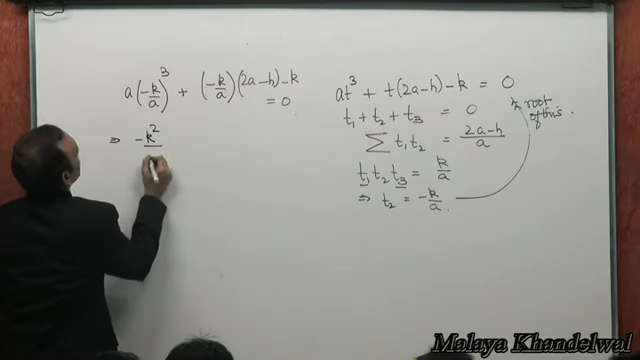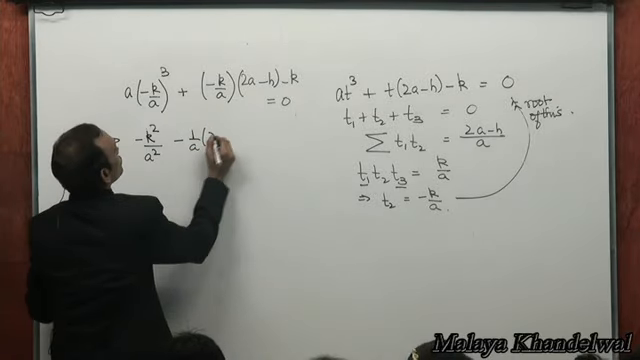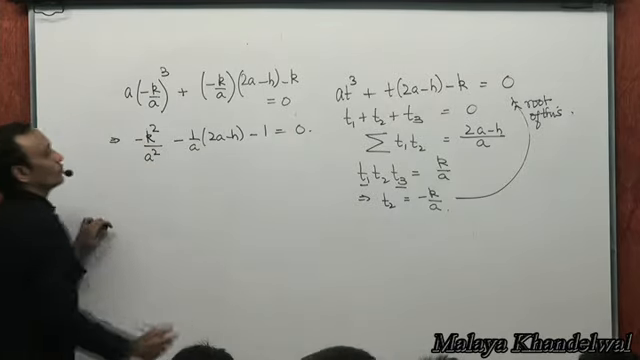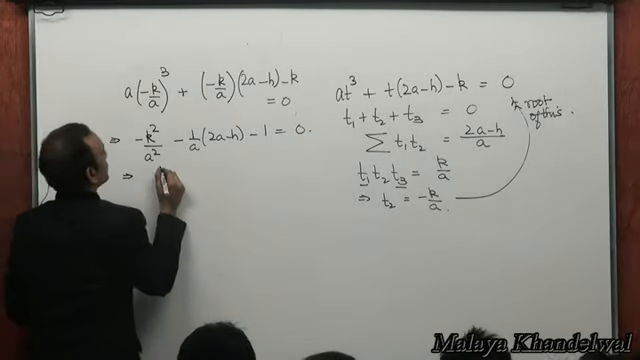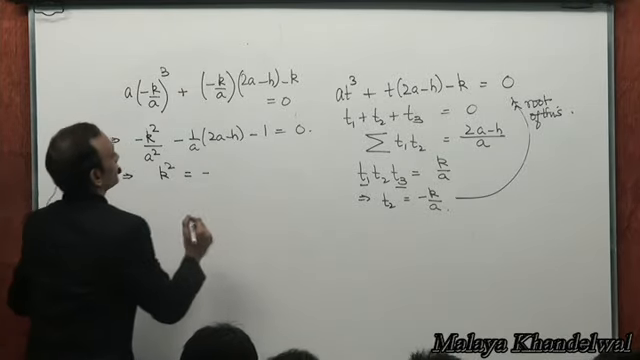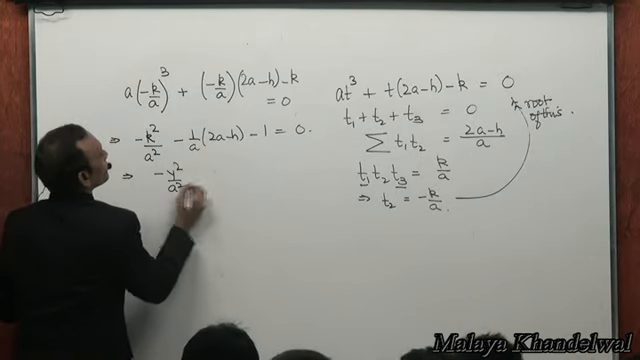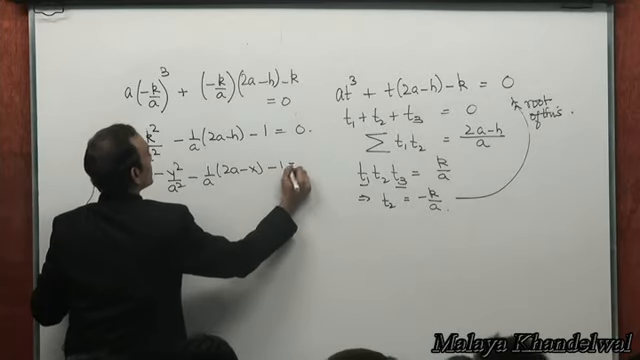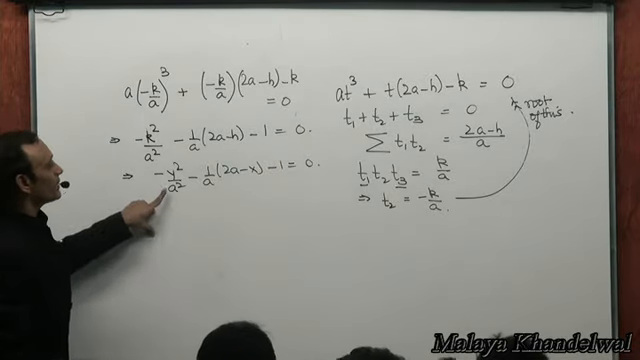minus K squared by A squared minus 1 by A into 2A minus H minus 1 equal to 0. Right? Or I end up getting K squared equal to minus Y squared by A squared minus 1 by A into 2A minus X minus 1 equal to 0. Yes or no? Replacing H by X and K by Y.